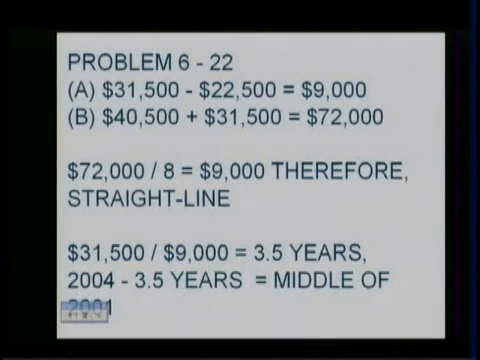Finally, in Part 3 of letter B, it says, when was the equipment acquired? Well, at the end of 2004, we have a total of $31,500 in accumulated depreciation, and we're taking $9,000 a year. If we take the $31,500 and divide it by the $9,000, we find that we've taken 3.5 years worth of depreciation. Well, 3.5 years from 2004 means that we bought it in the middle of 2001, because we would have taken a half a year in 2001, a whole year in 2002, a whole year in 2003, and a whole year in 2004, which would give us 3.5 years.